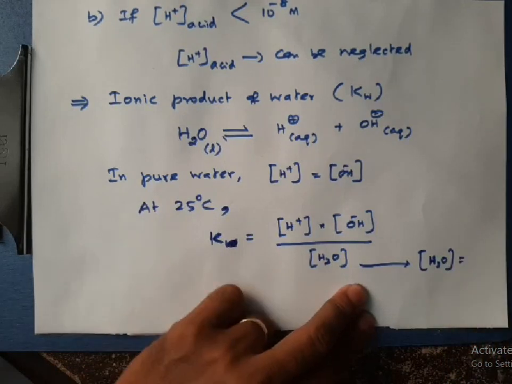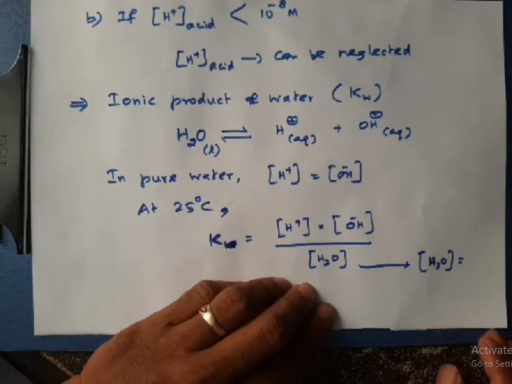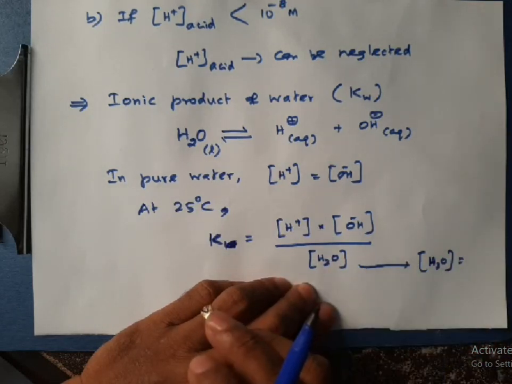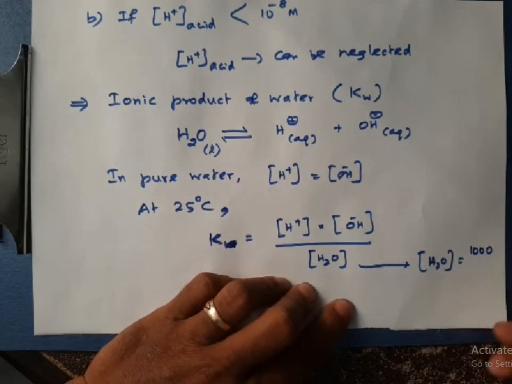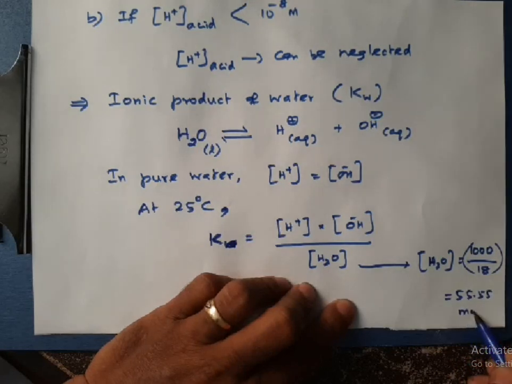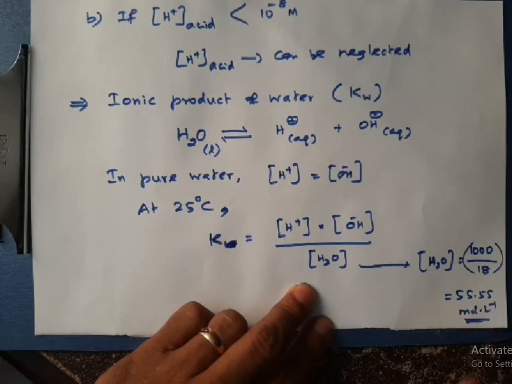In pure water, how do we calculate the molar concentration of water? Molarity is the mass of substance divided by its molar mass, or the number of moles per liter. Per liter of water, let us assume density as 1, so the weight is 1000 gram. 1000 divided by 18, the molecular weight, will give you the number of moles in 1 liter. This is equal to 55.55 moles per liter. So the concentration of pure water is 55.55.